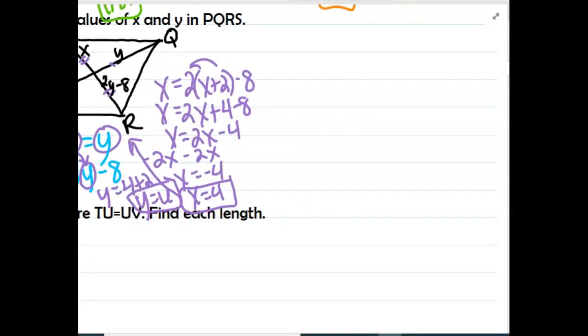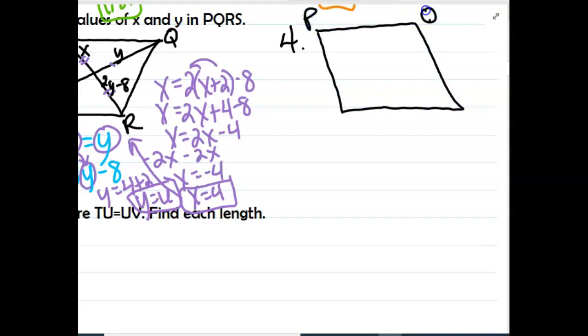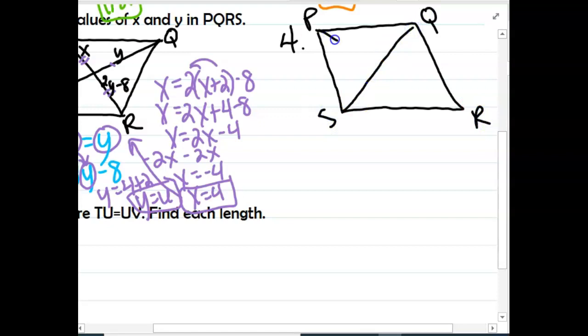Number 4. Okay, number 4, got our parallelogram, and we're going to have Q, R, S, and we're going to draw the diagonals again.